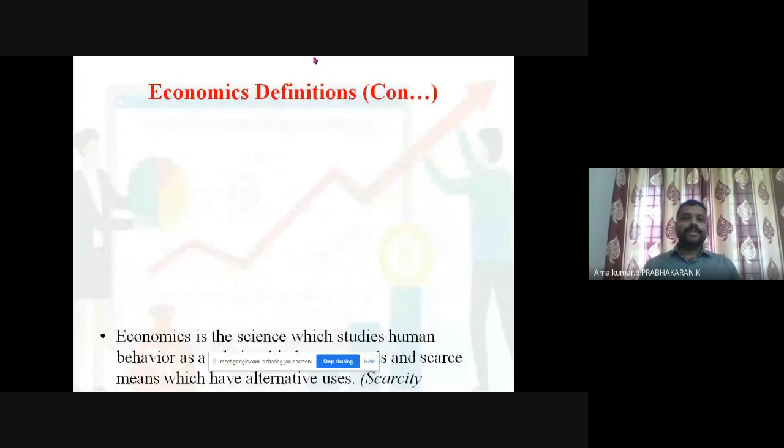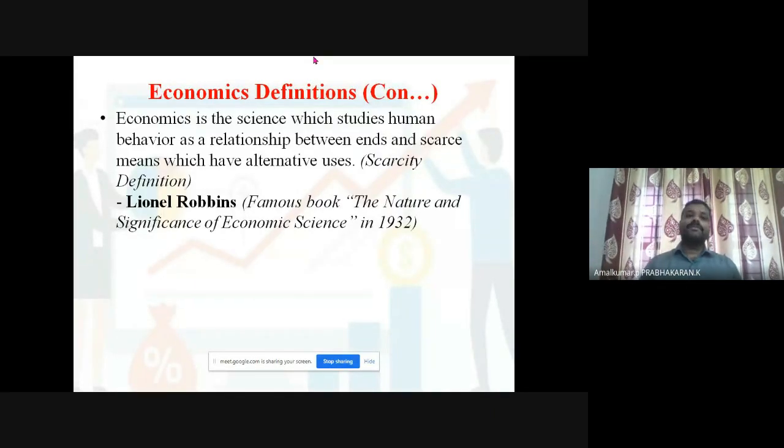Another definition was given by Professor Lionel Robbins. Economics is a science which studies human behavior as a relationship between ends and scarce means which have alternative uses. This definition is called the scarcity definition.